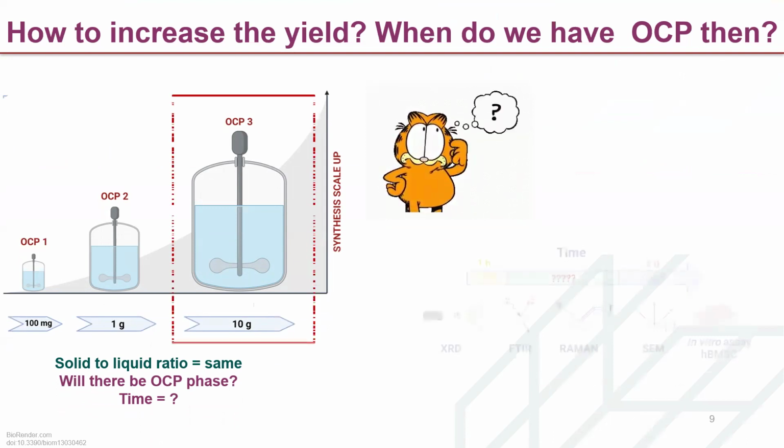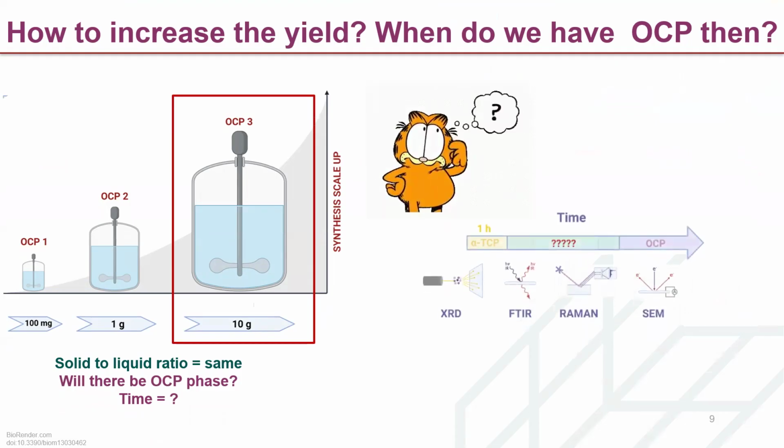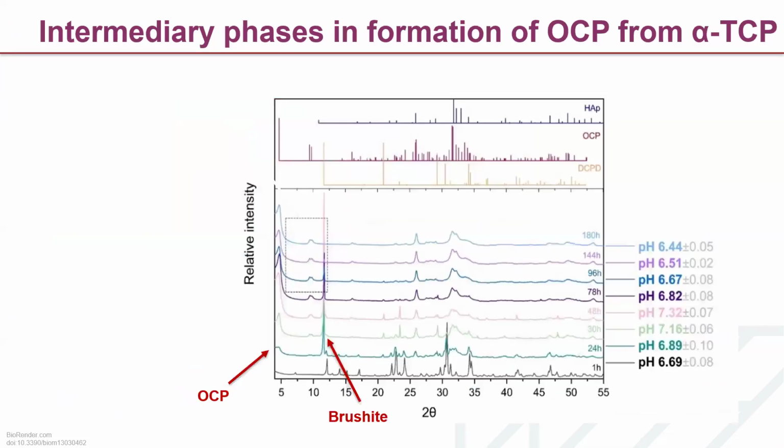obtain OCP. To understand the formation mechanism, we sampled the synthesis at different time points and tested it with different techniques, and due to the time, I will present the results only for the largest scale-up model, which was 10 grams. In the first hour of the synthesis, we still had only alpha TCP, but already at 24 hours, a slight presence of OCP can be noticed with a substantial maxima at around 12 theta degrees, which belonged to brushite.